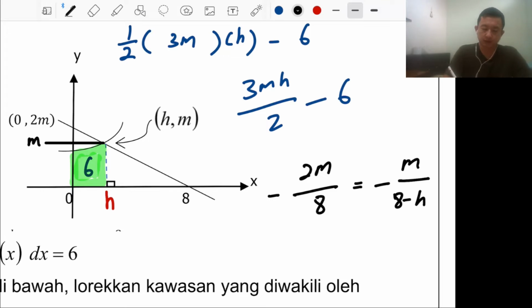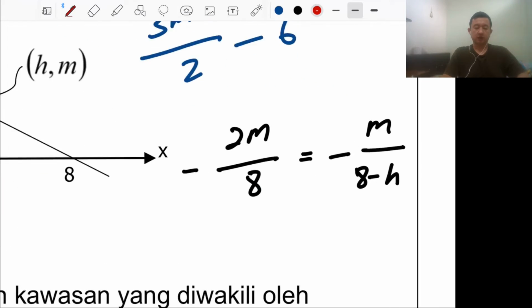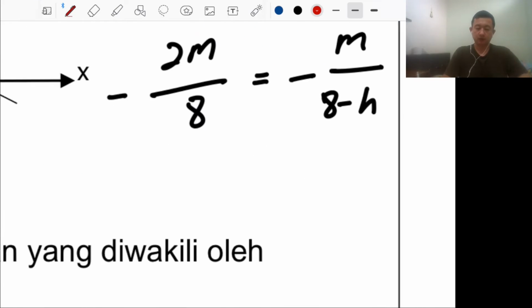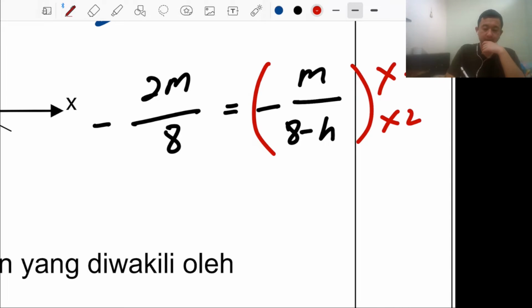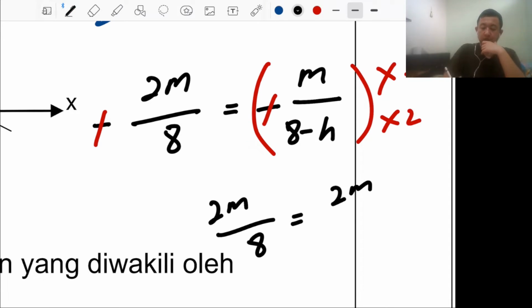Okay, and from here, if they are the same, we have to times 2 to make it the same. Cut off. So 2m equals to 8. 2m equals to 16 minus 2h.